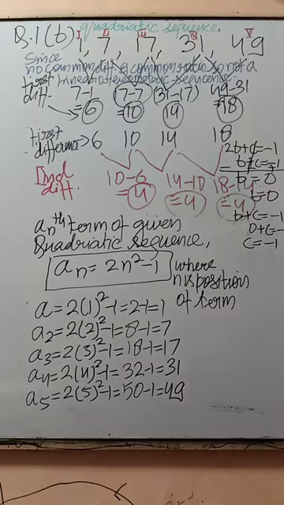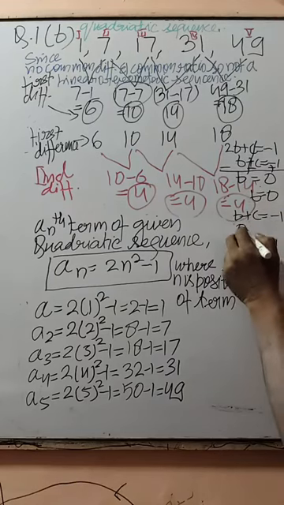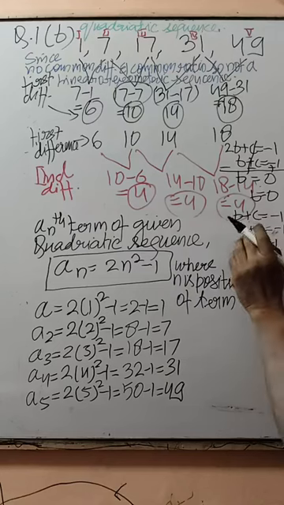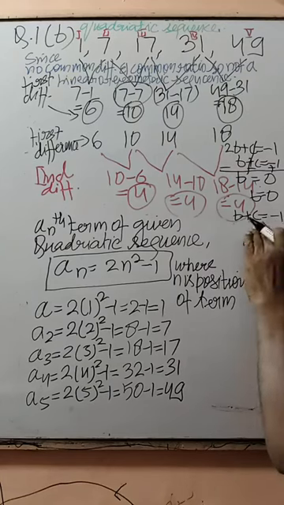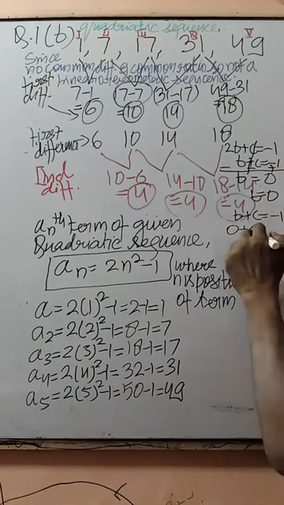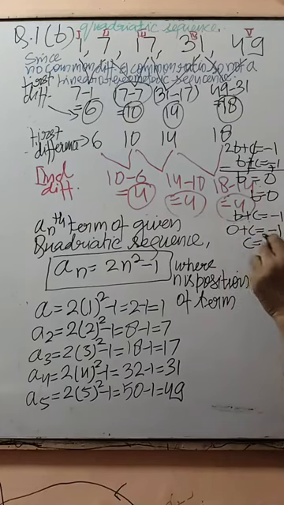I should write here B is 0, so 0 plus C is equal to minus 1. So C is equal to minus 1. This is the solution.